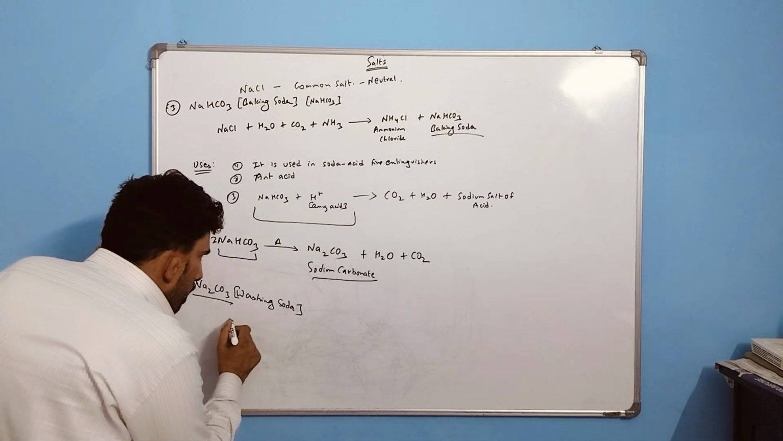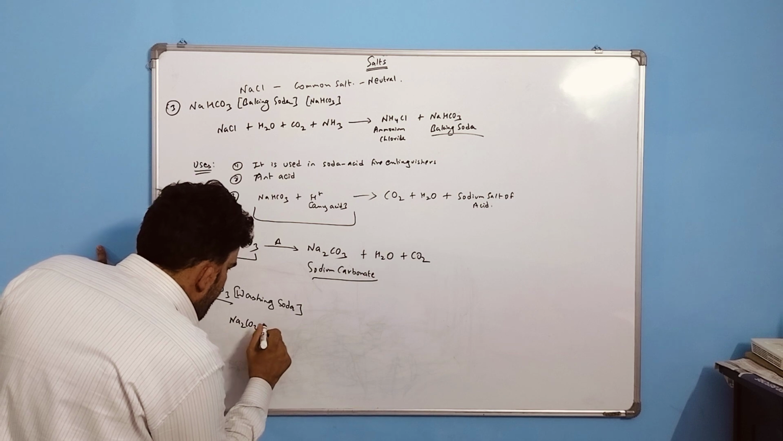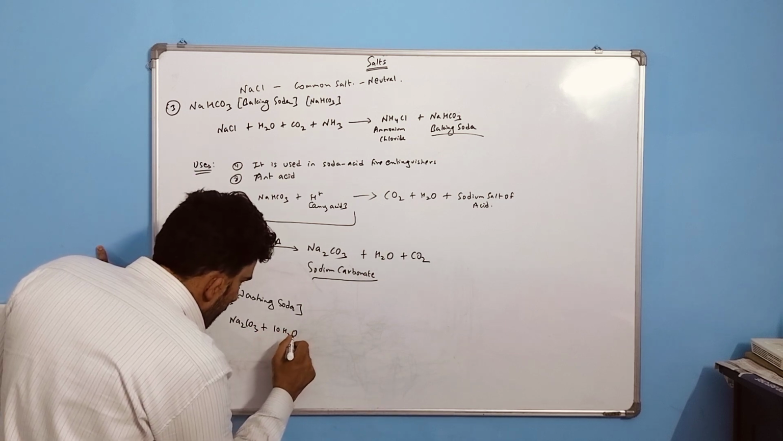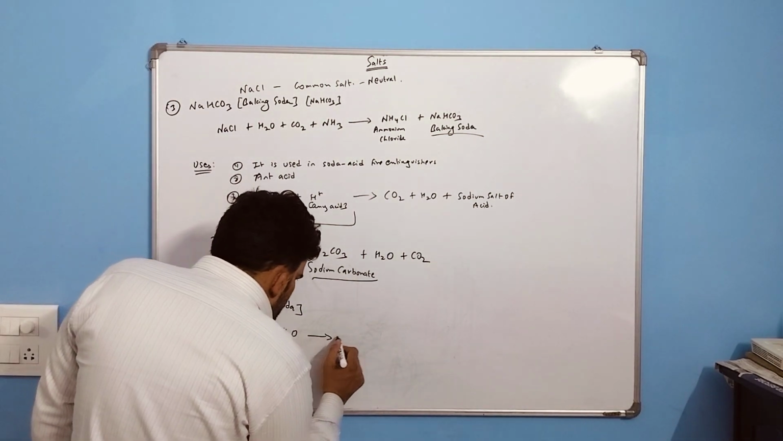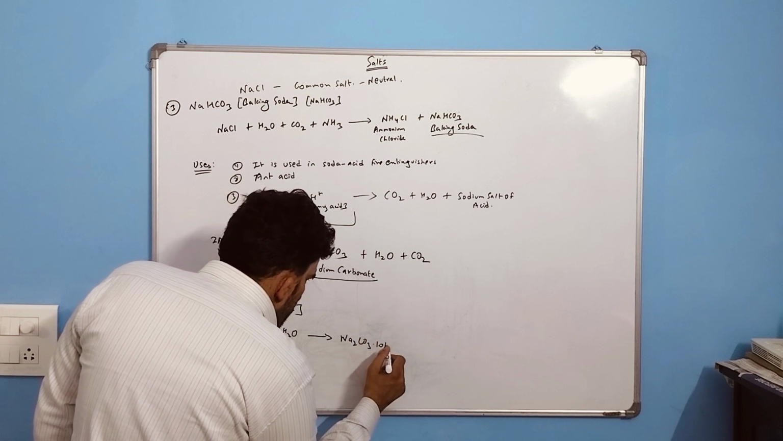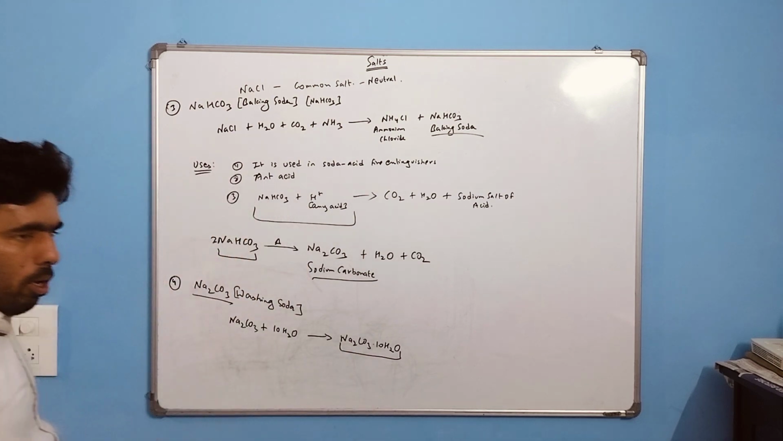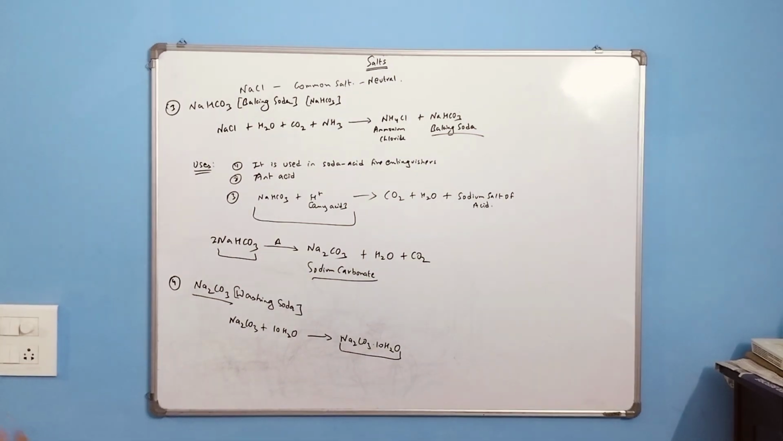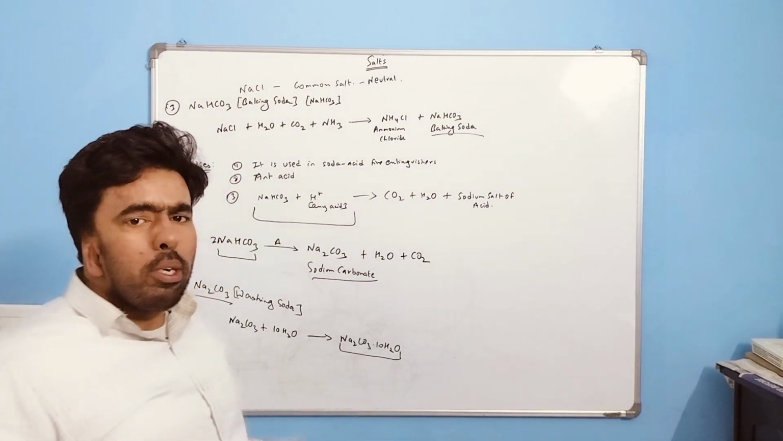So here what I will do is add water crystals. I will add 10 molecules of water, so that I get Na2CO3·10H2O. That is called washing soda, or sodium carbonate having 10 molecules of water of crystallization.